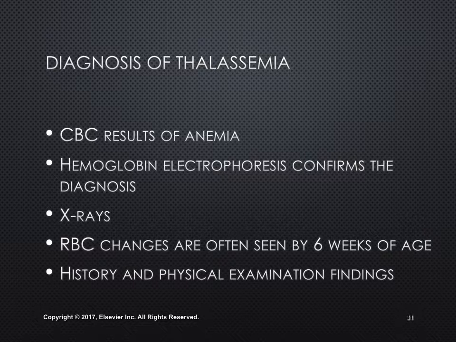They diagnose it through CBC results, which show the anemia, and then they do the hemoglobin electrophoresis, and that confirms the diagnosis. Sometimes they'll look at x-rays because they're ruling out other causes, and usually we start seeing RBC changes as early as 6 weeks of age. So if we know that both of the parents are carriers, then they're going to be watching this kid more closely for signs of the disorder.